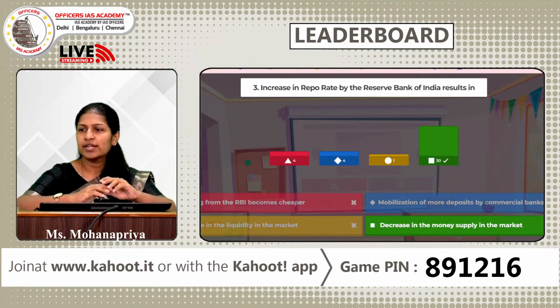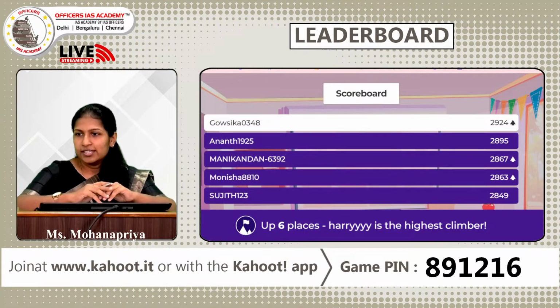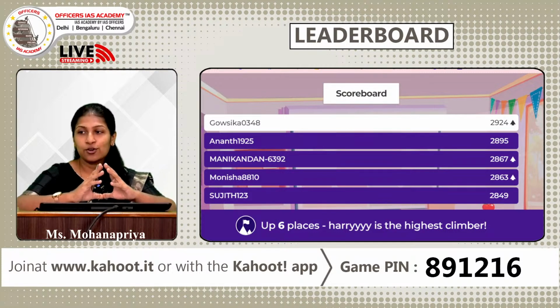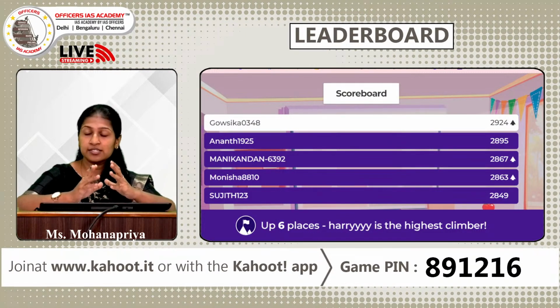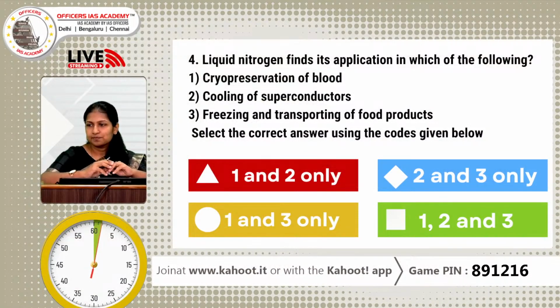Now let us have a look at the scorecard. We'll see whether there are any changes. Yes, there seems to be a change. So Gaushika has now secured the top position. Good. Followed by Anandi, Manigandan, Monisha and Sujit. Good job guys. And we see that Harry is the highest climber. He has increased his score by 6 places. Good job. Now let us continue with the next question, the fourth question of today's quiz.